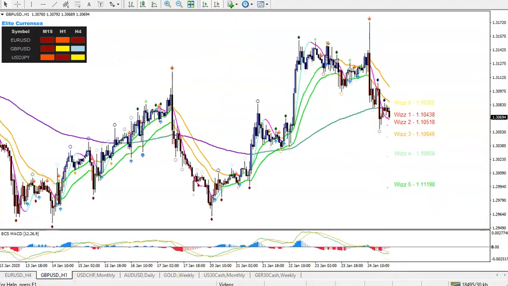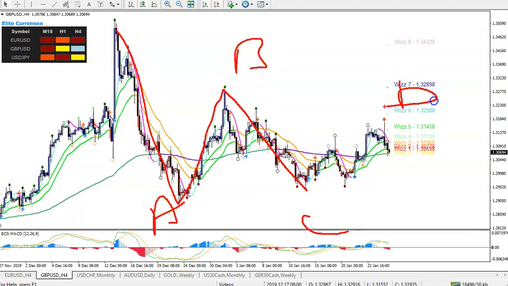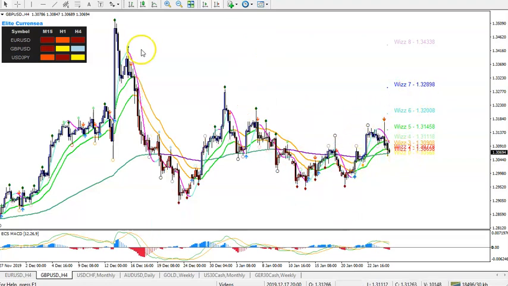All right, pound dollar. So pound dollar seems to be completing that triangle I talked about for a while now, right? So this looks like A, this looks like B, this looks like C of a triangle. And I think that we just finished D with an A, B, C within D. So the zigzag seems to be completed, and I think that we're looking now at a potential ABC back down again.